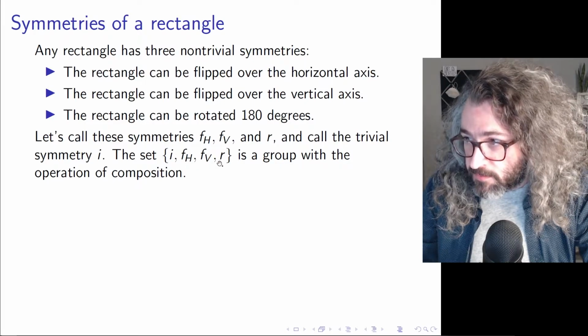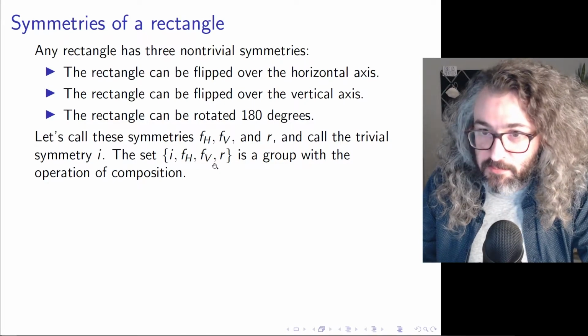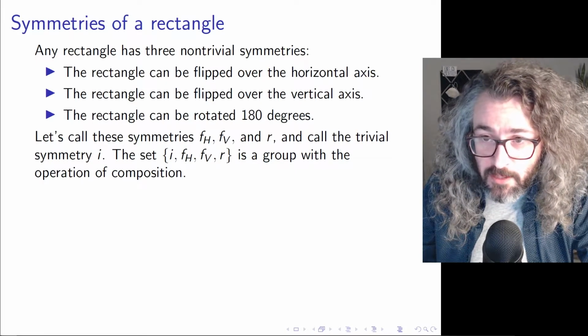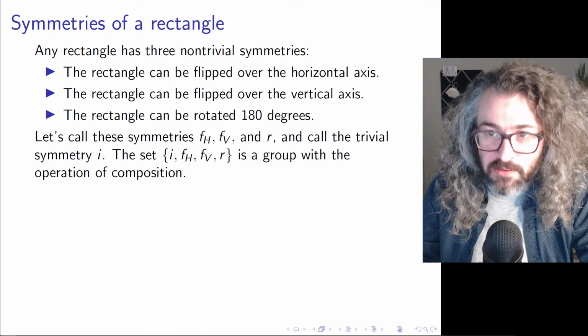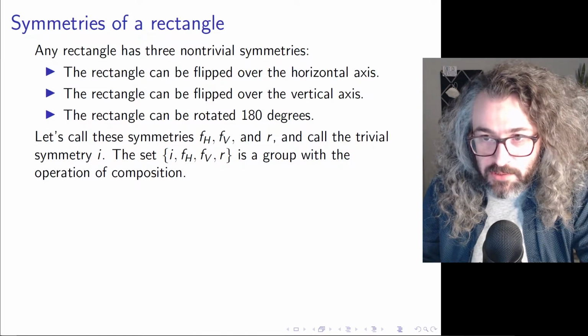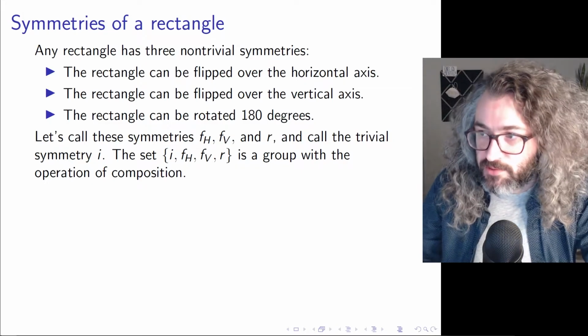So if you take these 4 symmetries and put them in a set, you get a set with 4 elements, and it's a group if you give it the operation of composition. So the operation of composition just says do one symmetry and then do the other. Whatever the net result is, whatever symmetry you get after doing them both, that's the product of those 2 symmetries.